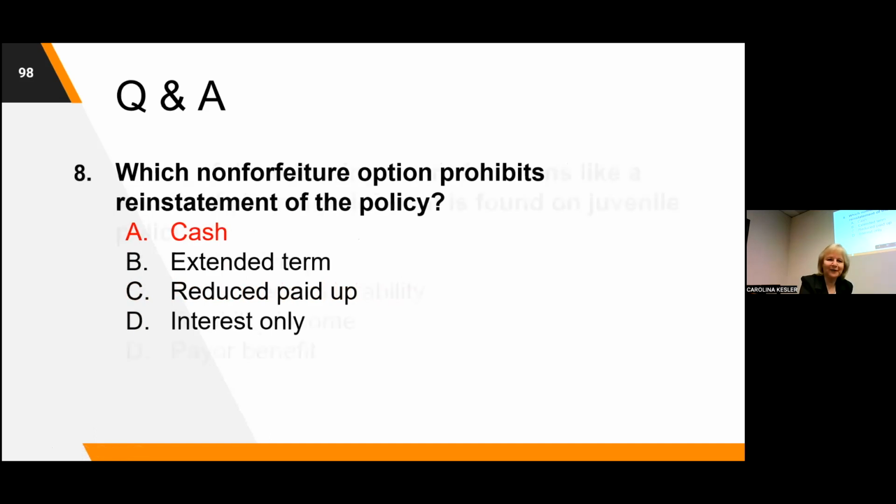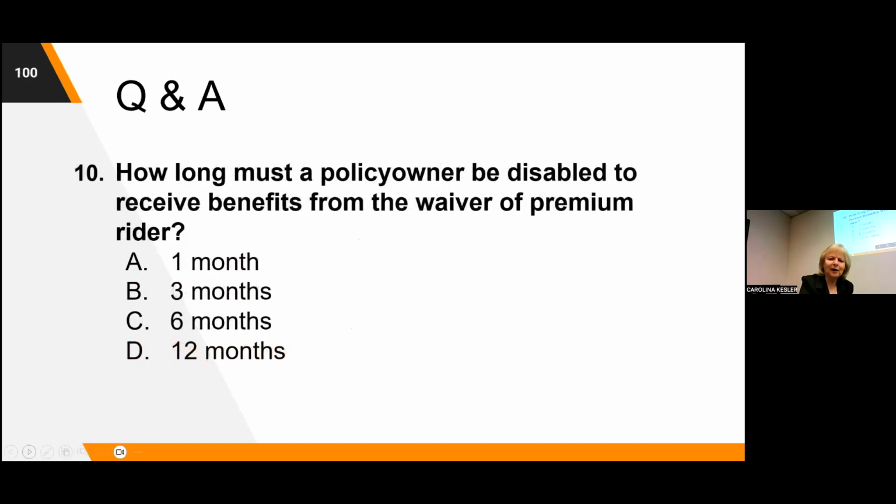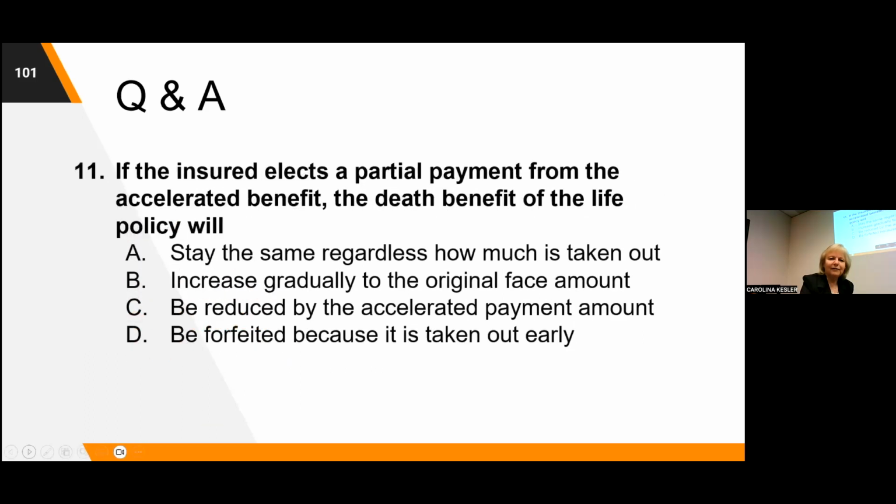Good job. Which of the following riders functions like a waiver premium rider but is found on juvenile policies? Payer benefit. Good job, you guys learned. How long must a policy owner be disabled to receive benefits from the waiver premium? 6 months, yes. If the insured elects a partial payment from the accelerated benefit, the death benefit of the life policy will C, be reduced by the accelerated payment amount.